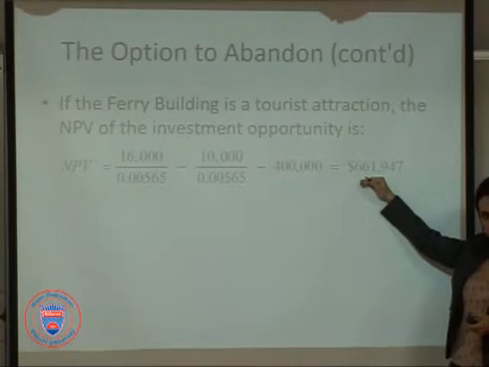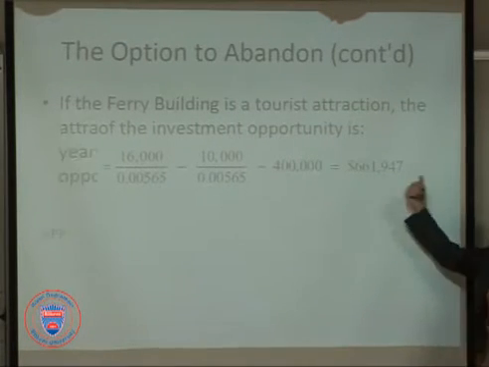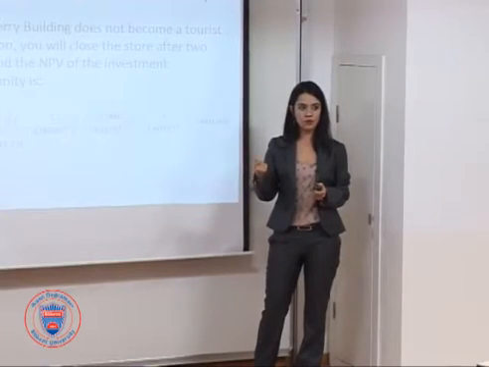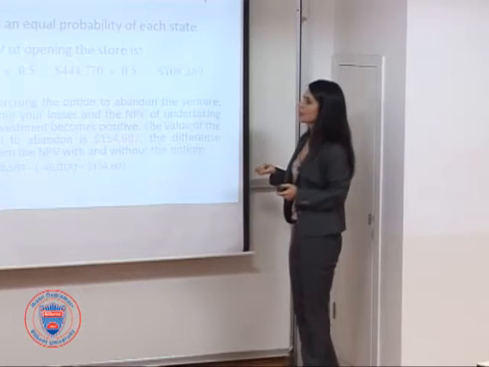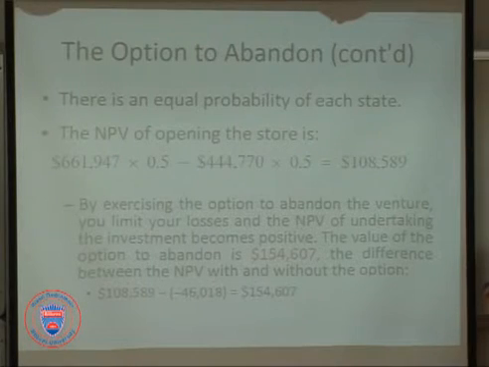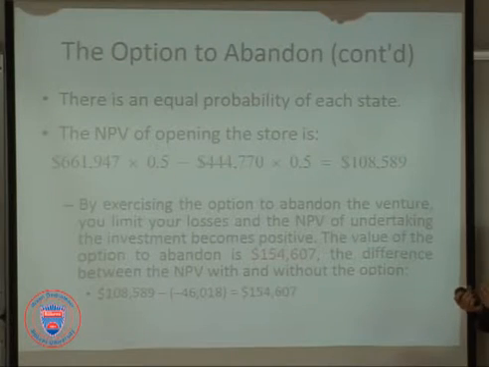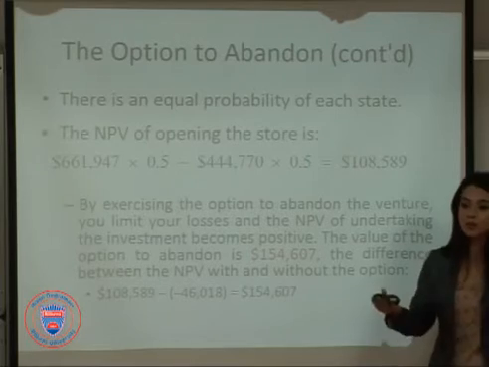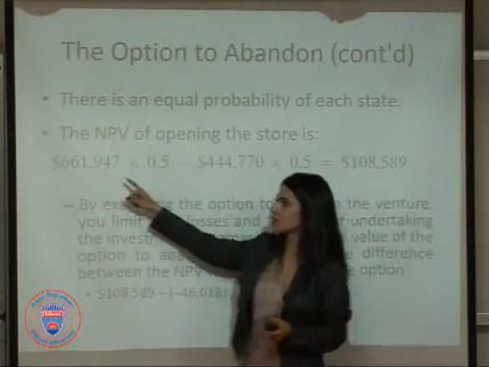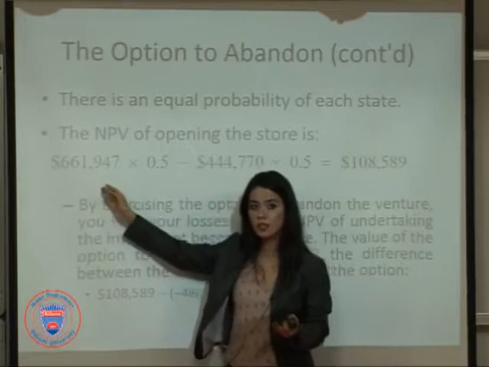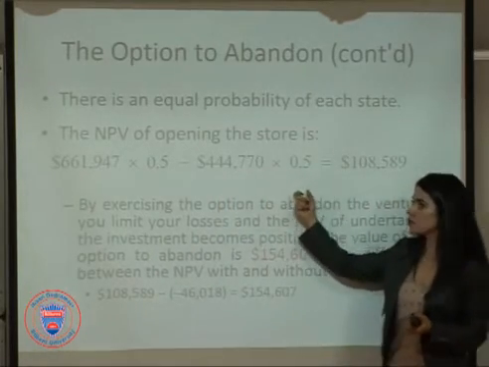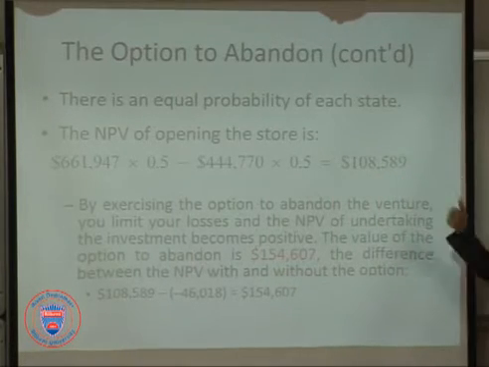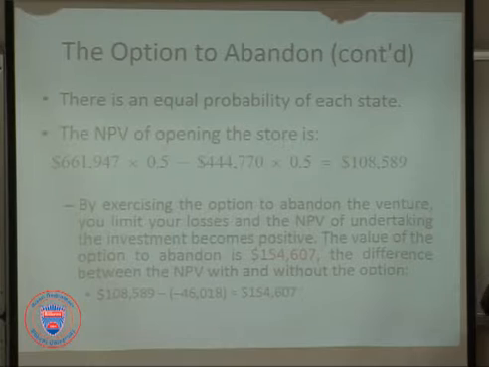If it becomes a tourist attraction, you're going to make $661. If it doesn't, then you're going to lose money, $444,000. Okay. So I know that there's an equal probability of the ferry building becoming a tourist attraction or not becoming a tourist attraction. So 50% chance the NPV will be 661. 50% chance the NPV will be minus 444,000. So the NPV of opening the store is actually $108,000.